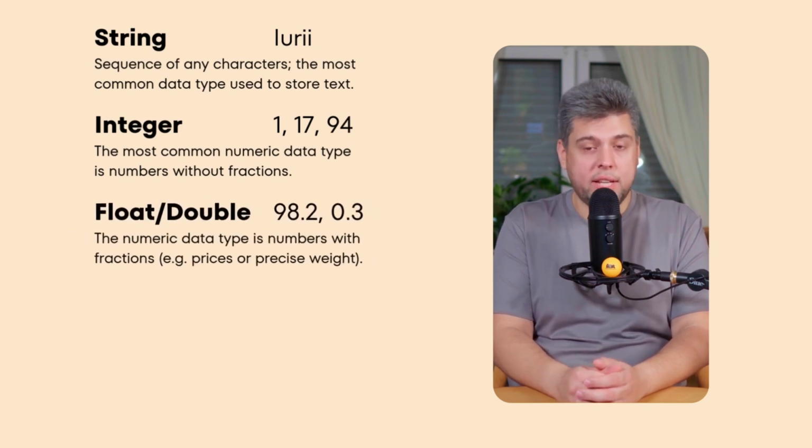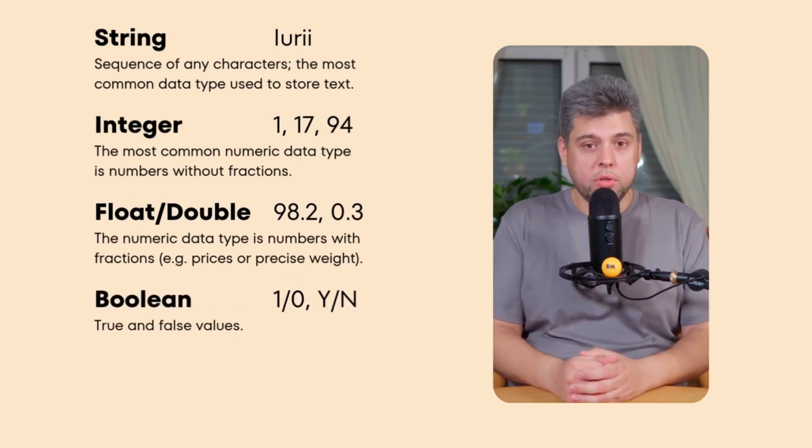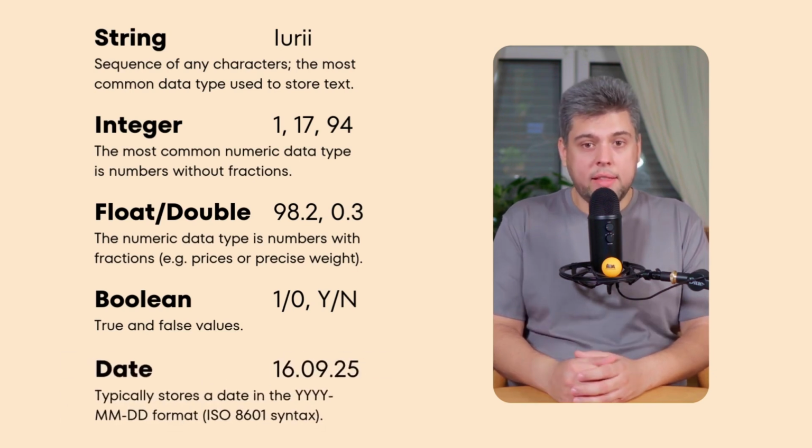Float or double. These are containers for decimal numbers used when you need to store fractions or more precise numbers like price. Boolean. This type holds true or false values, like yes or no questions. For example, if you have an attribute is active with a Boolean data type, it can only hold true, yes or false, no. Perfect for checking a condition like if this account is active. Finally, the date data type is used to hold information like day, month, and year in different formats.